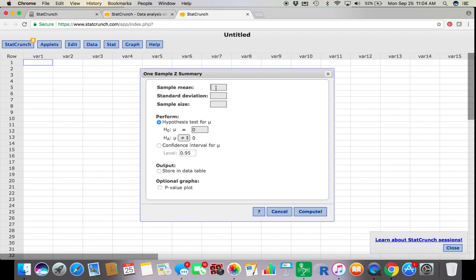So my sample mean is 10.998. My standard deviation, again, guys, always use the population standard deviation if you have it. If you don't have it, I'm going to teach you what to do in the next few videos. Sample size is 100. And I want to do a confidence interval, and for now I want to do a 0.95.